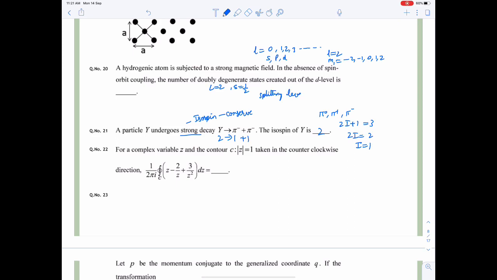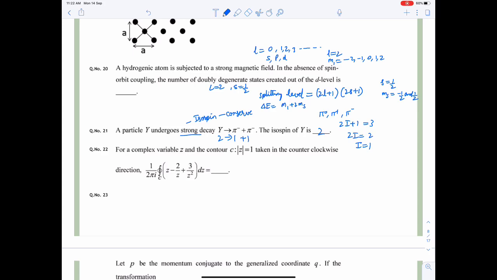Splitting level is equal to (2L plus 1) times (2s plus 1). So this is the splitting level given in a strong magnetic field. And how is the energy level given? The energy is calculated as ml plus 2ms, where s is equal to half, so ms is equal to minus half and half. Okay, so this is your ms.